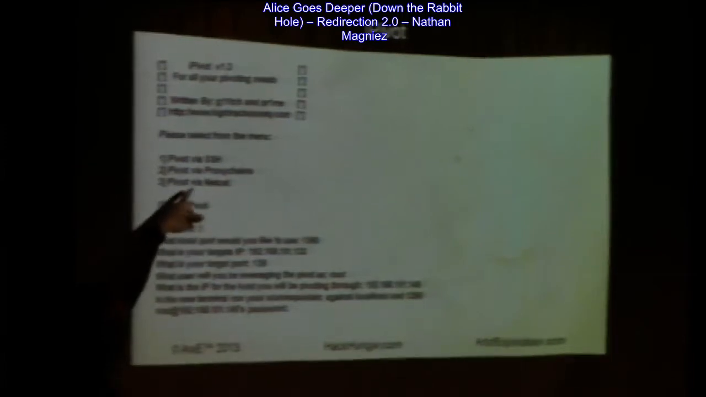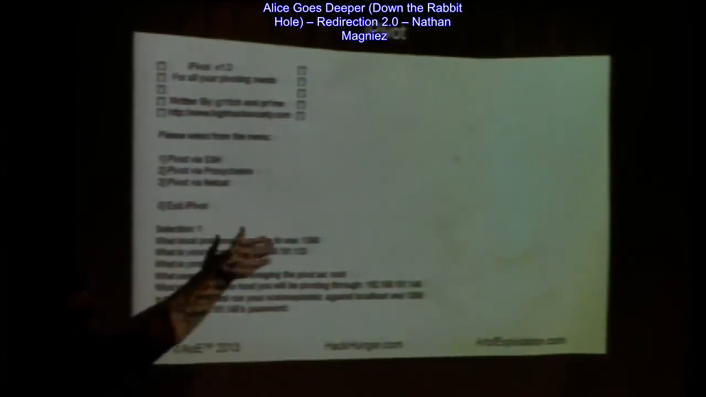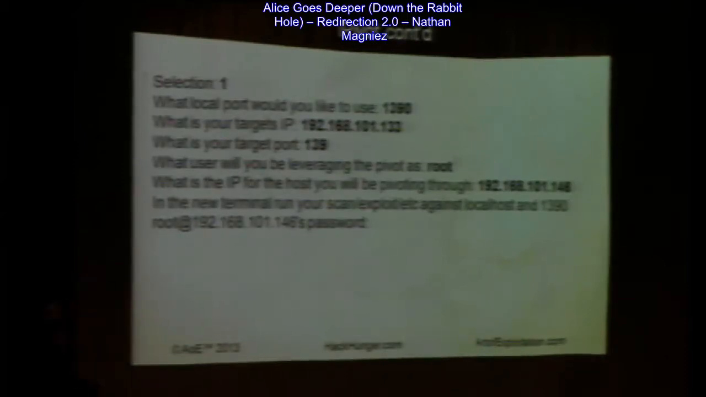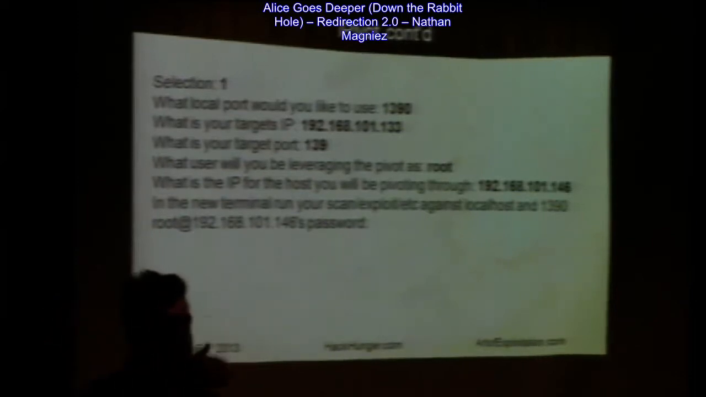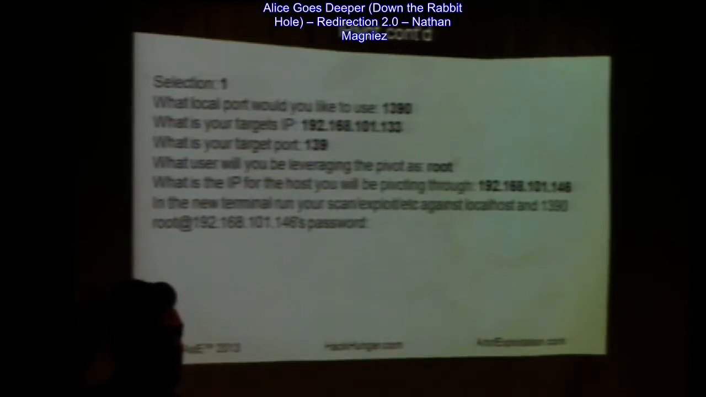There's also a tool called iPivot, and it will step you through some of those with a Python script. Here we have pivot via SSH, pivot via proxychains, or pivot via netcat. We're going to use SSH as an example. So we do selection number 1, and then it steps you through that guided list. You'd have to do this for each machine on that list of 3 that we had before.